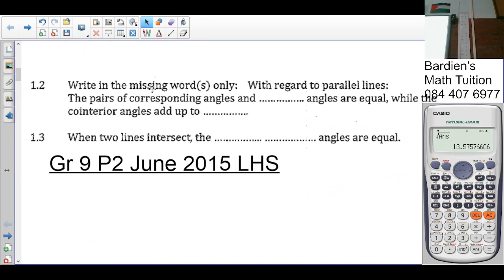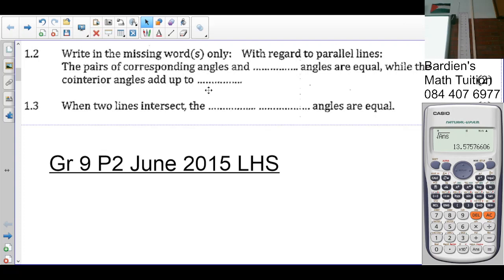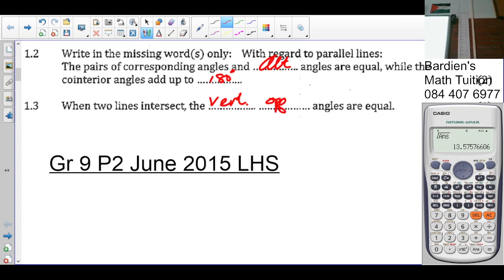Number 1.2. Write the missing word or words only with regards to parallel lines. A pair of corresponding angles are equal, and alternate angles are equal, whilst the co-interior angles add up to 180. Another word for 180 is what? Supplementary. So 90 is complementary. When two lines intersect, the vertically opposite angles are equal.